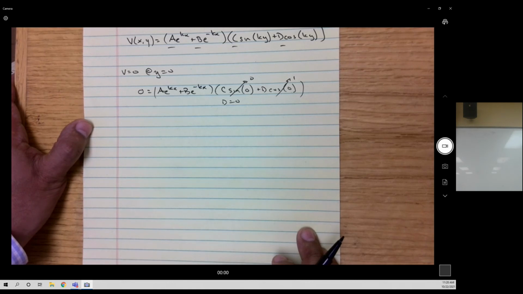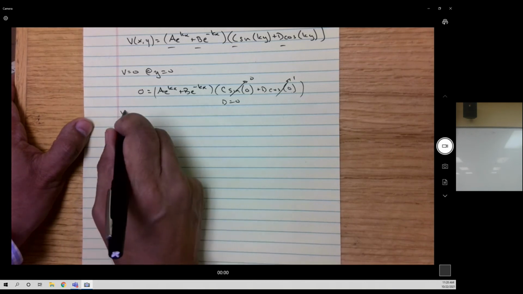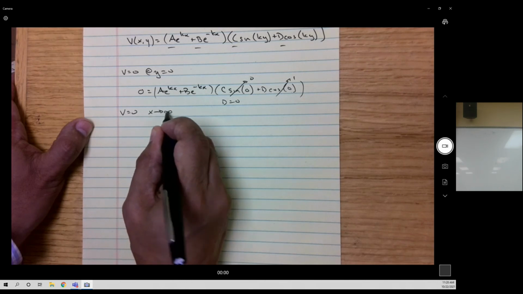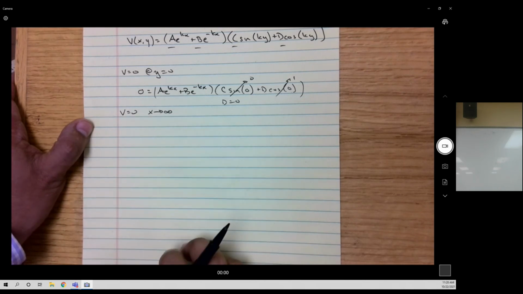Okay, make sense? I'm going to do another boundary condition, and that's going to be that V equals 0 when x goes to infinity.